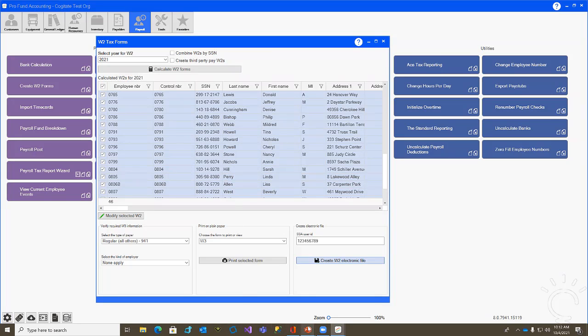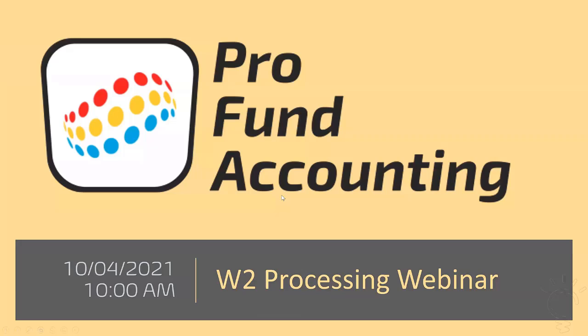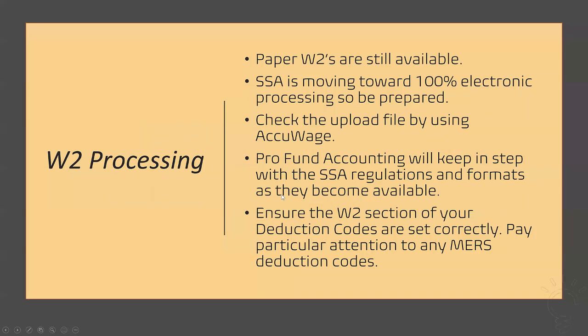But there's been some new updates by our government that we need to cover. Right now, the paper W-2s are still available, but coming in 2 years, they will no longer be available. Everything will have to be electronic for the processing. You'll still be able to print paper W-2s for giving them to your employees, but just so you know, that's going. The SSA has already indicated they're moving toward 100% electronic.